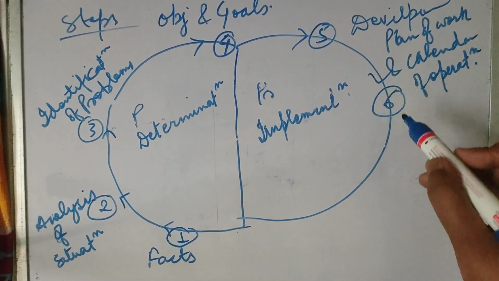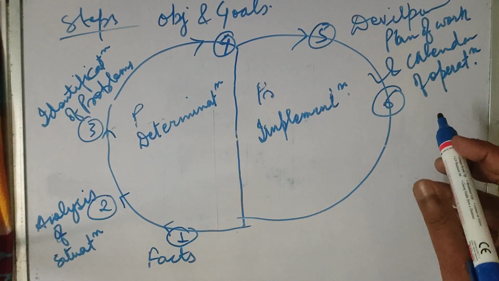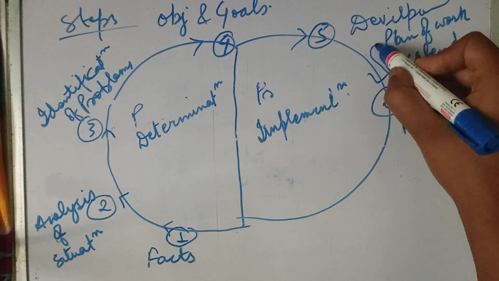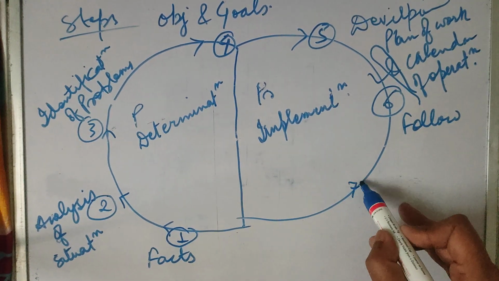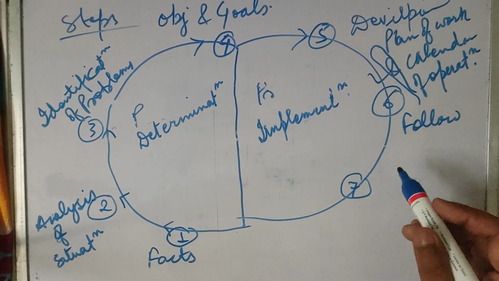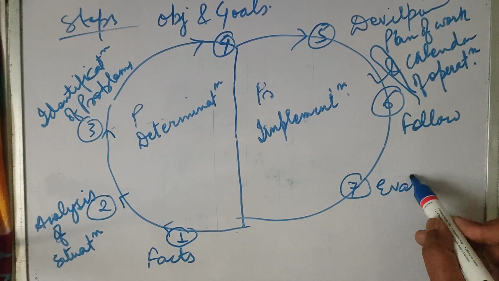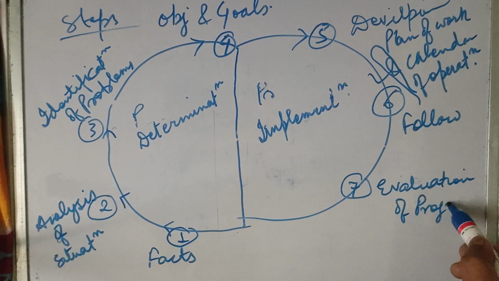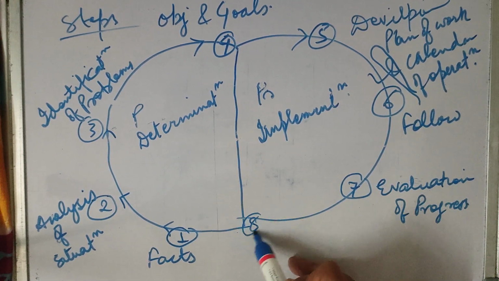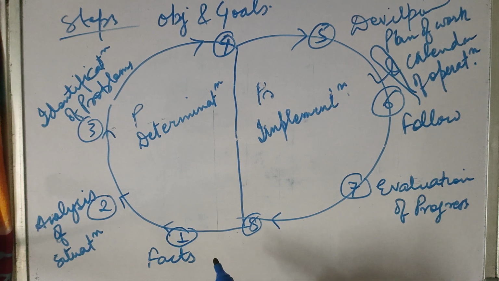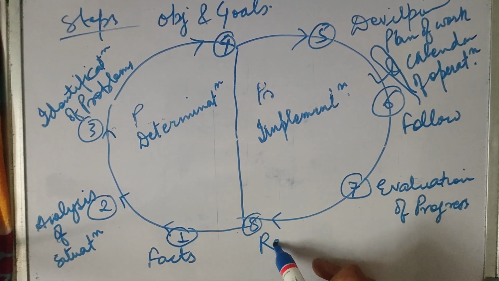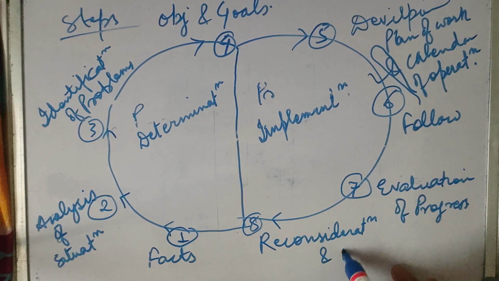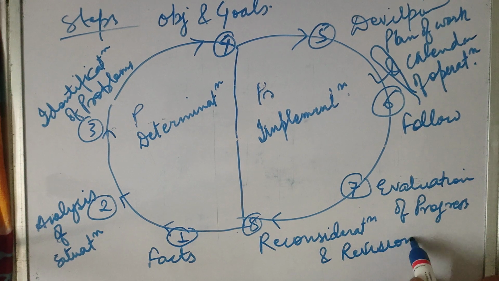Moving on, the sixth step is follow through plan of work and calendar of operations. What do we follow? We need to follow the plan of work and calendar of operations. Follow our plan. Seventh, we will do evaluation of our progress. And at the end, reconsideration and revision of programs as per our evaluation, as per the feedback.